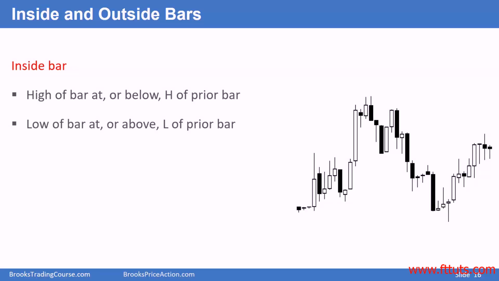And an inside bar is a bar where its high and low are within the range of the prior bar. This bar, the low is above that low, the high is below that high, so this black bar is an inside bar. And look at the next bar. This white bull body, it's inside of the black bar. Its high is below that high, and its low is above that low.